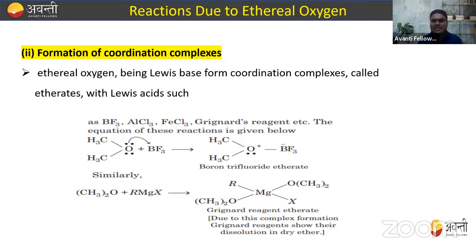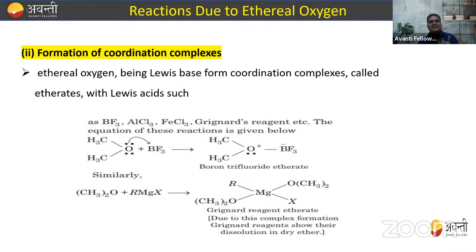Can you name some examples of Lewis acids? What are Lewis acids basically? Those having a deficiency of electrons, or those having the maximum number of electrons? AlCl3, AlCl3. Very good. So those having a deficiency of electrons are known as Lewis acids.